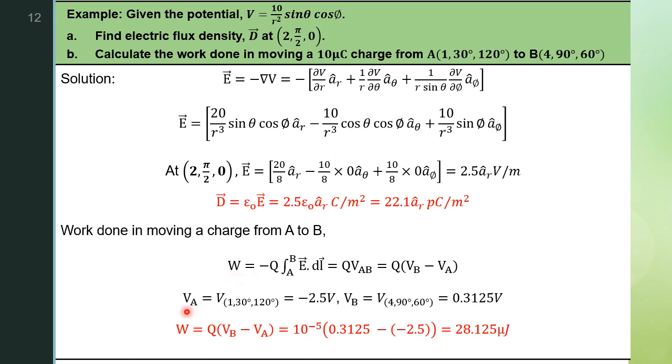So the potential at A is the potential at 130 degree, 120 degree. So we'll get the value as minus 2.5 volt. And the potential at B is the potential at 490, 60. So we'll get it as 0.3125 volt. On substituting these values into the expression of W, we will get it as Q into VB minus VA. And on substituting it, we'll get it as 28.125 microjoules. So this is an example with the expressions for potential and work.